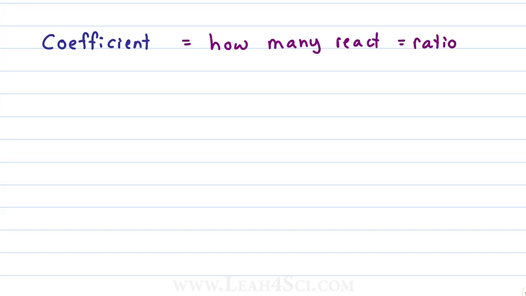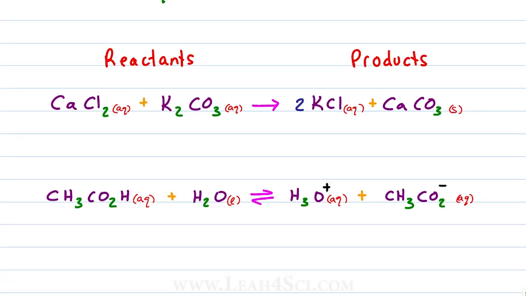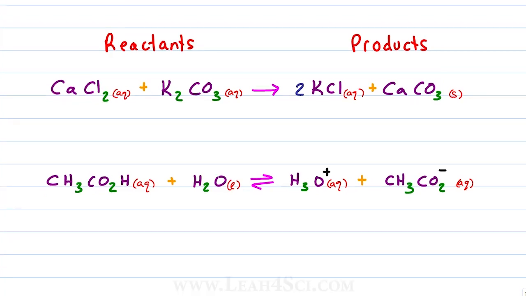But if most of the reactants and products don't have numbers, how many react? That's a trick question. If you don't see a number in front of the reactant or product, it's not that there's 0, it's that it's understood to be 1. But since so many reactions involve just one of something, we keep that one invisible to keep things simple. But in reality, for the first reaction, we have 1 calcium chloride reacting with 1 potassium carbonate to yield 2 potassium chloride and 1 calcium carbonate.